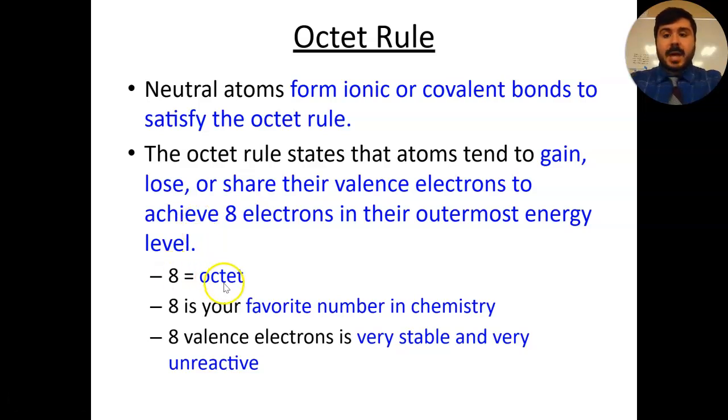Again, 8 equals octet. 8 is your favorite number of chemistry. And again, the reason why pretty much every scenario of bonding always strives towards 8 valence electrons is because 8 means very stable and very unreactive. And that's always what systems in chemistry always try to shift towards. They shift towards stability and they shift towards unreactiveness, right? They want to be peaceful. They don't want to be reacting and be unstable, right? They want to be very stable and very unreactive.